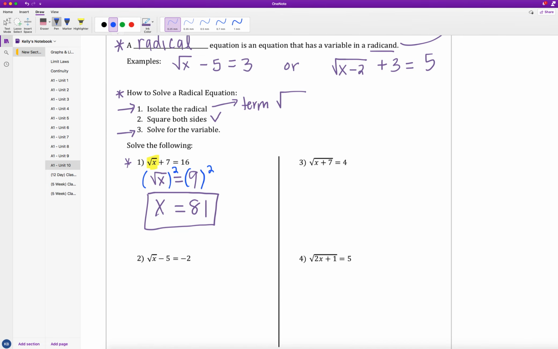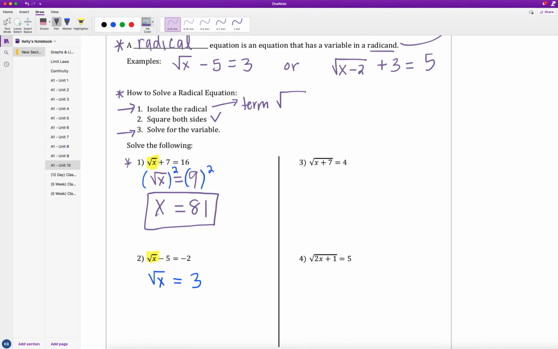All right, let's look at example 2. In example 2, it says the square root of x minus 5 equals negative 2. Is the radical isolated in this equation? In this example, the radical is again not isolated since there is that extra minus 5. So to isolate this radical, we're going to add 5 to the other side, and we end up getting the square root of x equals 3.